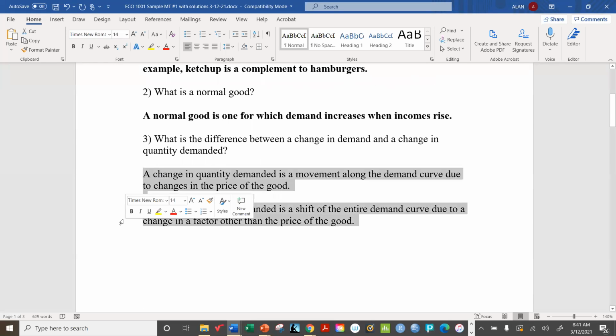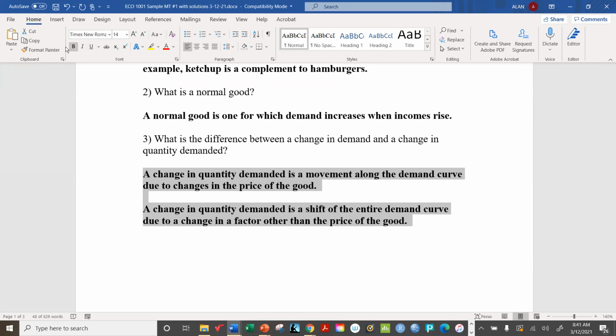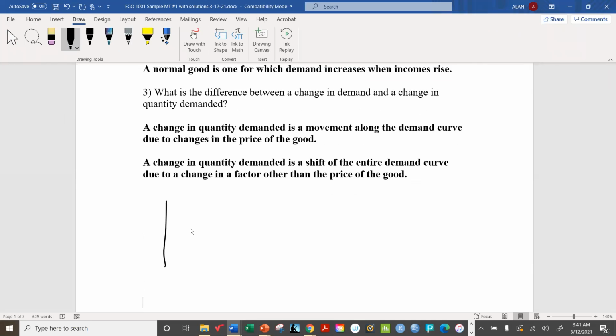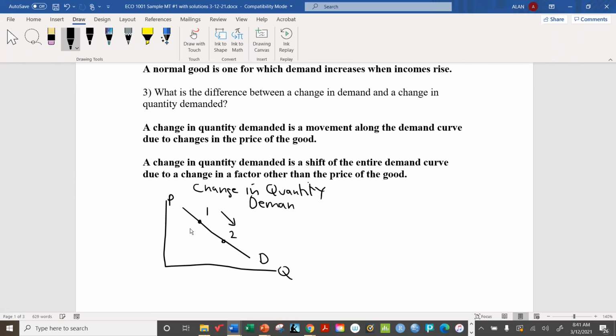If the price changes, we just move up and down the same curve. We call that a change in quantity demanded. If anything else changes, the entire curve has to shift, and we call that a change in demand. And that's because the entire relationship between price and quantity has been altered. All right, so just to quickly remind you how this works, you could think of this as a change in quantity demanded, and over here, a shift of the curve in either direction.